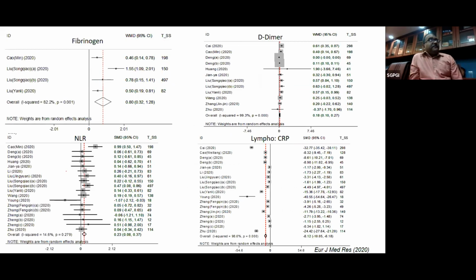Also, the levels of fibrinogen were high in patients with severe disease, as well as levels of D-dimer, neutrophil lymphocyte ratio, and lymphocyte CRP ratio, which is again a very simple prognostic marker available to most of us in our hospitals, and can differentiate patients between mild versus severe.